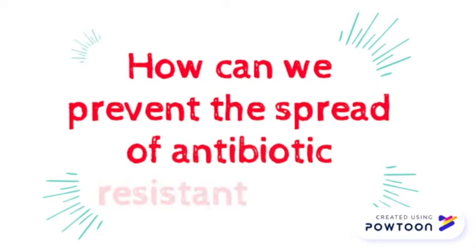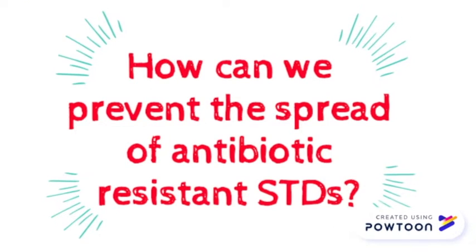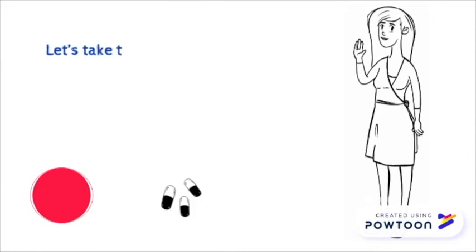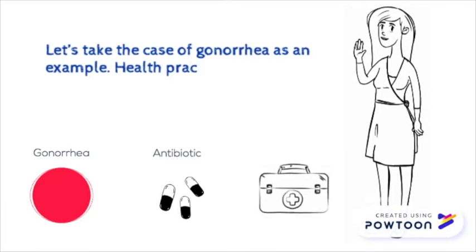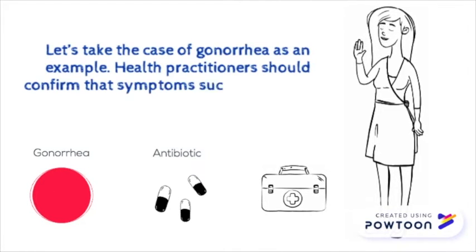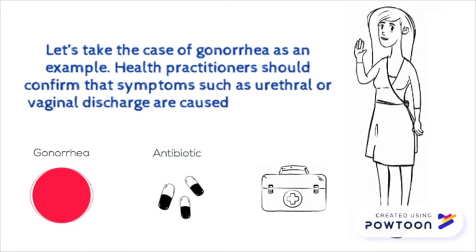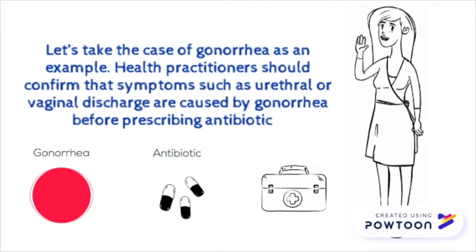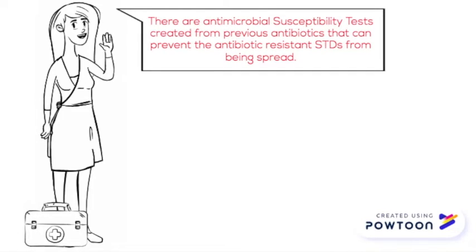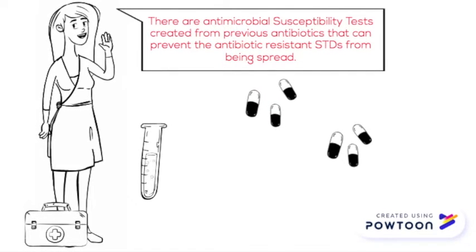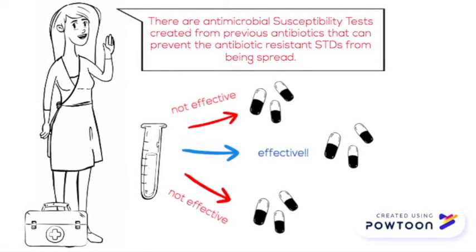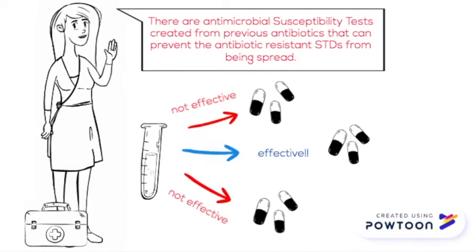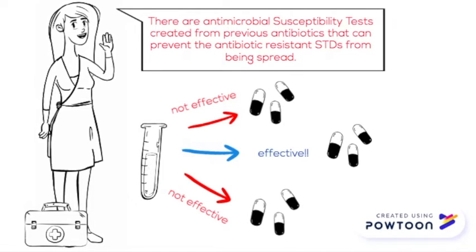How can we prevent the spread of antibiotic-resistant STDs? Let's take a look at the case of gonorrhea, for example. Health practitioners should confirm that symptoms such as urethral or vaginal discharge are caused by gonorrhea before prescribing antibiotics. There are antimicrobial susceptibility tests created from previous antibiotics that can prevent the antibiotic-resistant STDs from being spread. These tests were created to modify previous antibiotics, bringing their susceptibility lower in percentage.